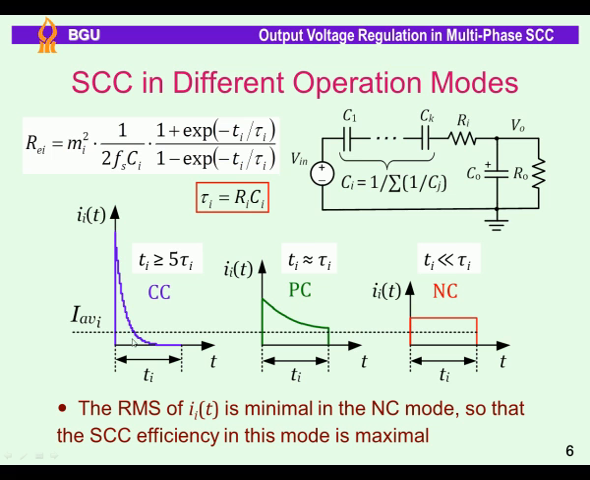The average current serves here as a common reference for all the three cases. Thus, for the same I average, the RMS of the momentary current is minimal in the NC mode, and therefore the efficiency of SCC operating in this mode is maximal.